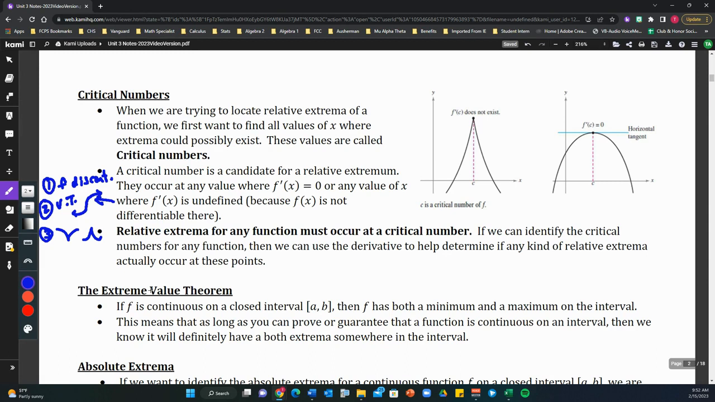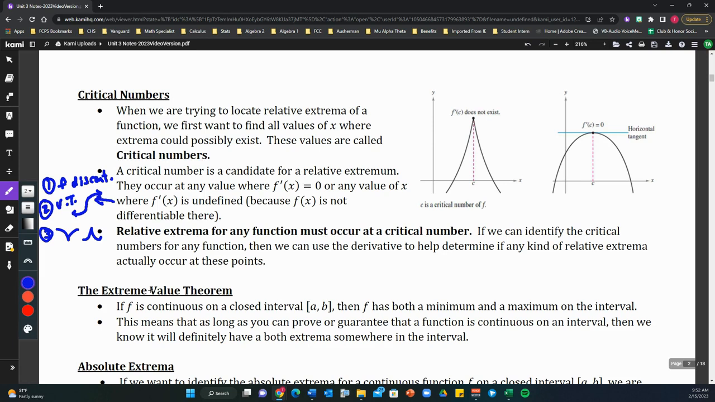So while it is undefined at the vertical tangent, it never changes directions, and that's an important piece. For a critical number to eventually turn into a relative extremum, we have to be able to show that it is a critical number, but then also that we have a change in direction. That's the harder part, and that's what we're going to do later on in this unit. But for right now, our first step is identifying where these critical numbers are, because that is the important first step. That limits it, and we know there's at least a chance that those values are going to turn into turning points or relative extrema.